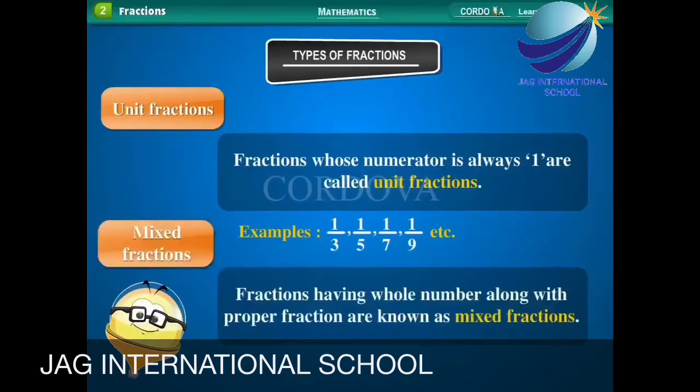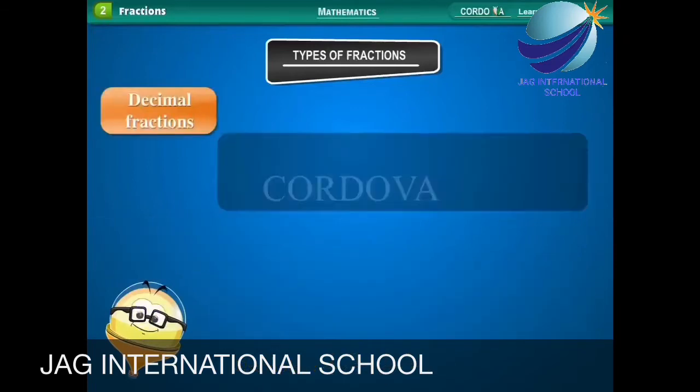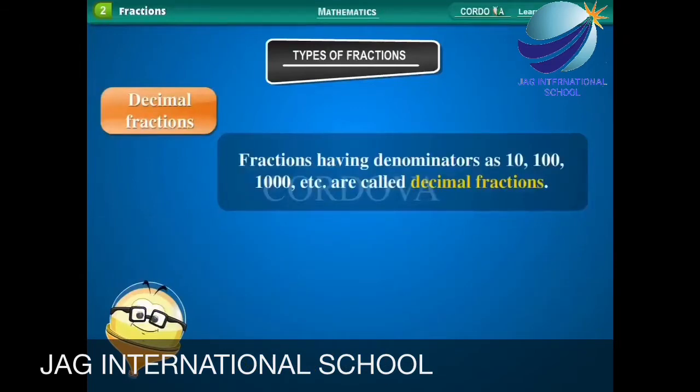Mixed fractions. Fractions having a whole number along with a proper fraction are known as mixed fractions. Examples: 1 and 2 upon 3, 1 and 4 upon 5, 2 and 2 upon 3, etc. Decimal fractions. Fractions having denominators as 10, 100, 1000, etc. are called decimal fractions. Examples: 7 upon 10, 3 upon 100, 41 upon 1000, etc.